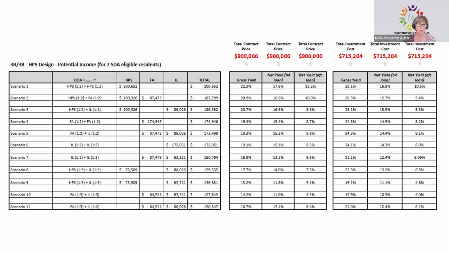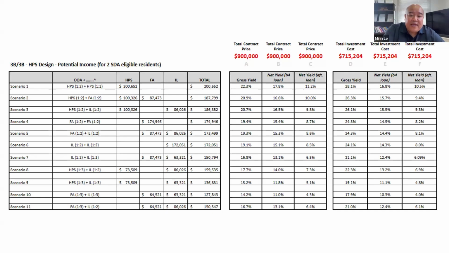Yeah. So this is showing you just some of the scenarios of potential incomes, whether they've got 1 to 3 funding or 1 to 2 funding. And this will show you the gross yield and the net yield. And this, of course, is before any mortgage repayments. So you can see, yes, it could be potentially quite low if you only got 2 tenants in there without HPS funding, and they're both at 1 to 3 funding level.